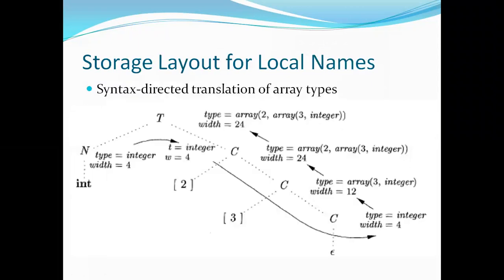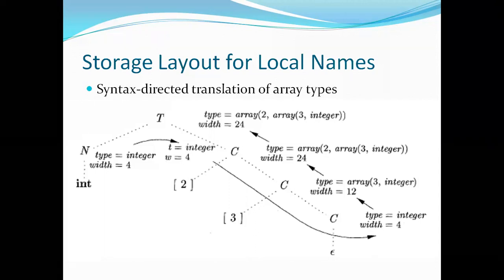Now, this is syntax directed translation of array types. You all know what arrays are. An array is a collection of contiguous storage of elements, right? And why are we using these arrays? For accessing any element in an array, we need its address, right?